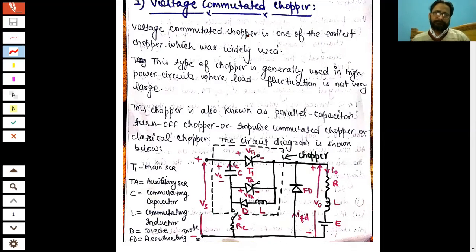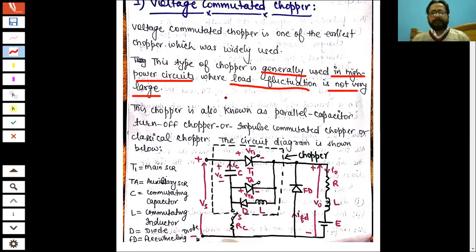A voltage commutated chopper is one of the earliest choppers and was widely used in earlier days when chopper circuits were designed. Its application is in high power circuits, where the load fluctuation is not very large, meaning the electrical load remains constant.